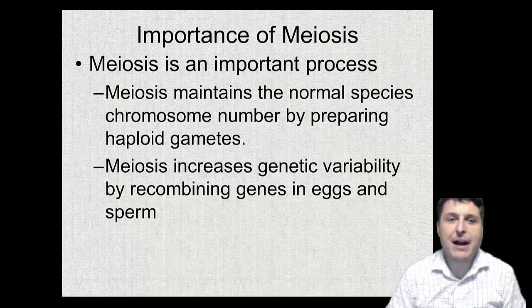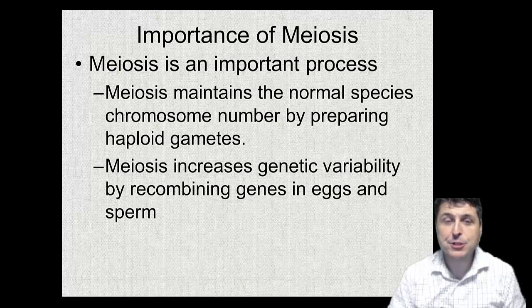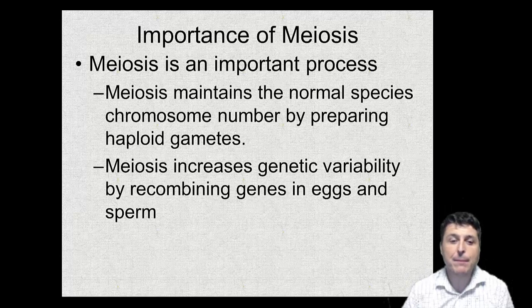So this shows us why meiosis is such an important process. Meiosis allows us to maintain the normal species chromosome number by preparing haploid gametes. Since each parent gives half their genetic information, it ensures that subsequent generations have exactly the same number of chromosomes as the previous generation. And then, of course, as a result of things like crossing over and independent assortment, meiosis has the opportunity to increase genetic variation by recombining genes in the eggs and the sperm that we didn't see in previous generations.